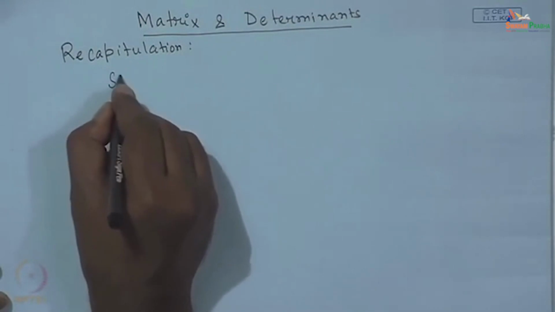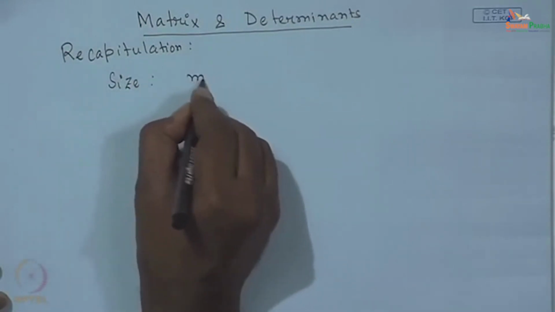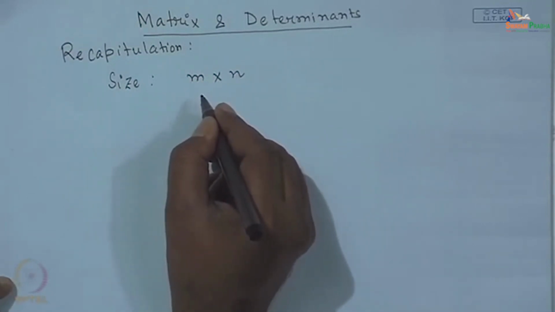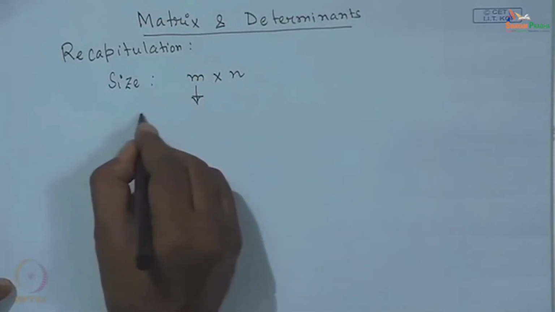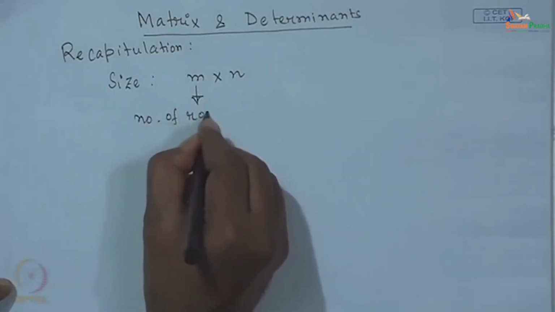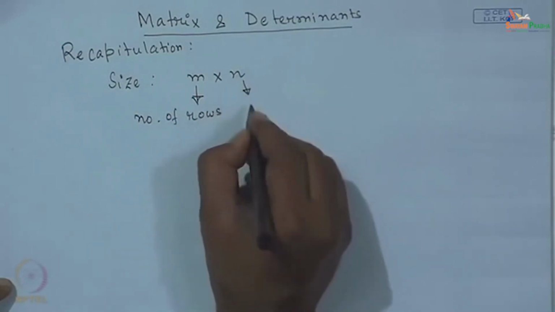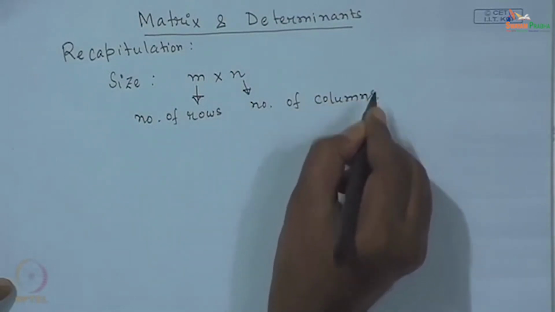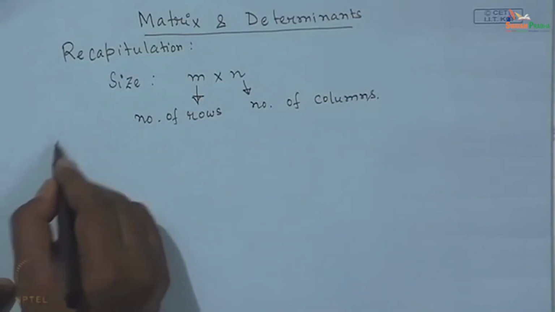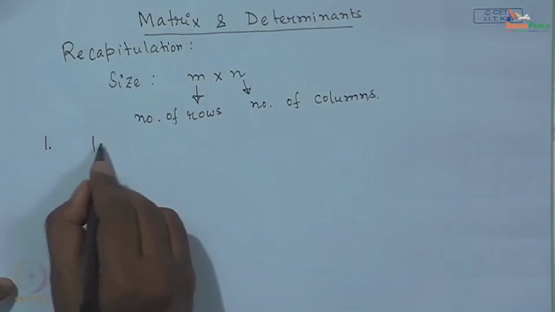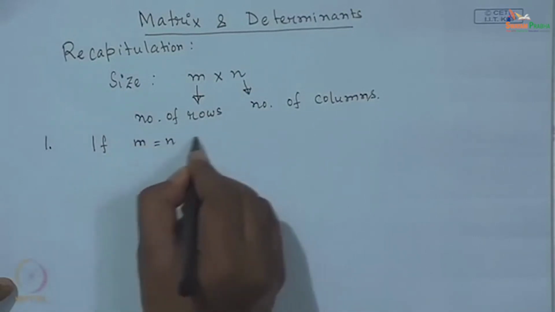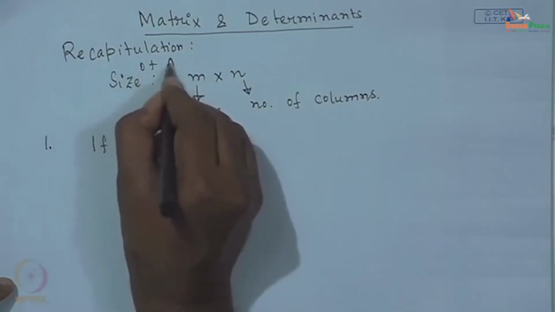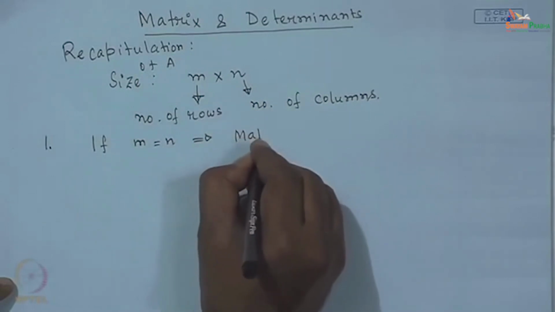Let us look into what is the size of a matrix. Size is written as m into n. So, let us see what m stands for and what n stands for. m stands for number of rows and n stands for number of columns. So, let us look into the various properties. If m is equal to n, then the matrix A, let us say this is the size of matrix A, the matrix is a square matrix.